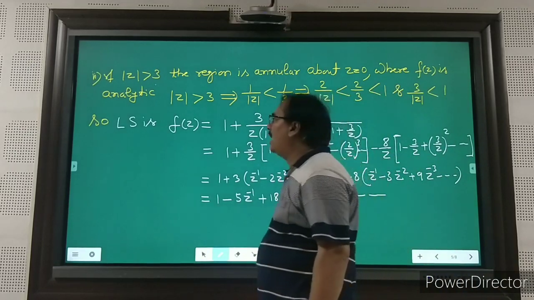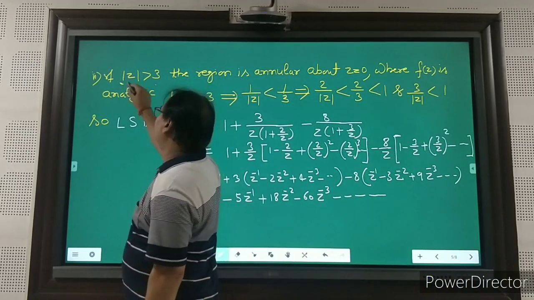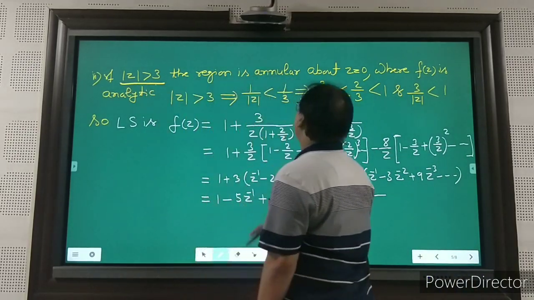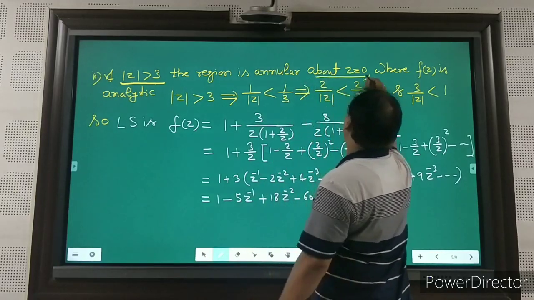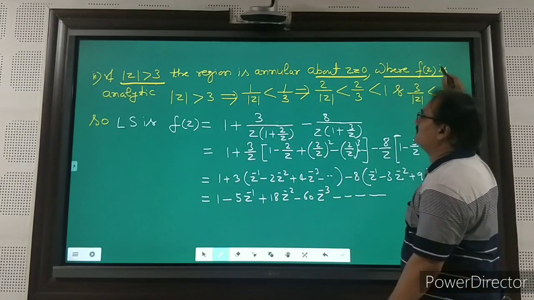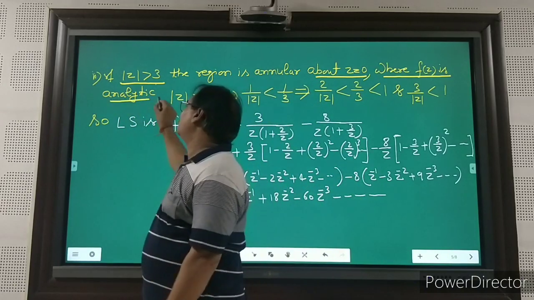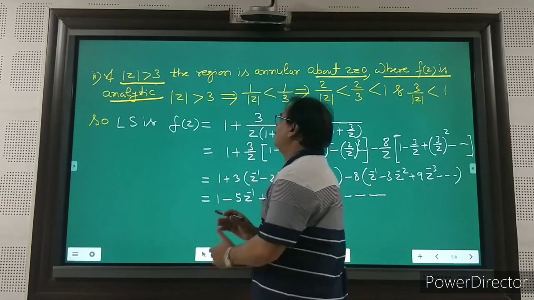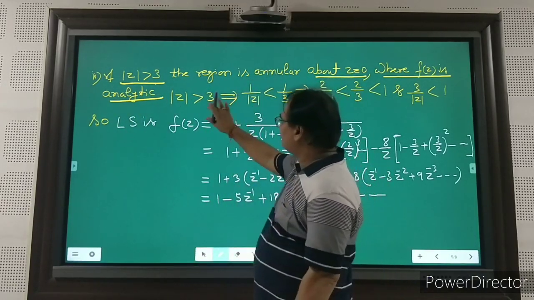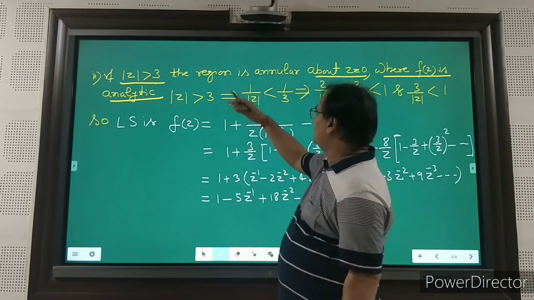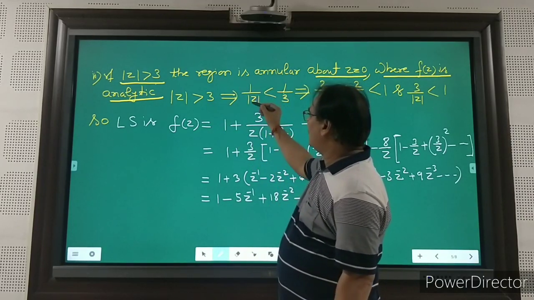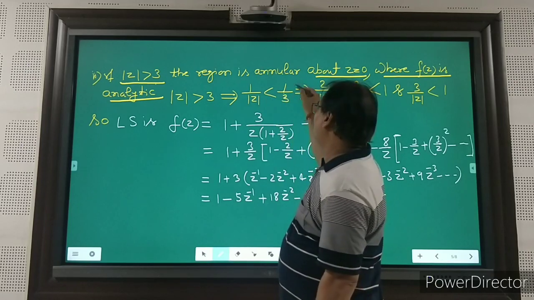Now look at the second part: if mod of z is greater than 3, then the region is annular about z equal to 0, where f(z) is analytic. And what is the mathematical meaning of mod of z greater than 3? It means we may write 1 by mod of z is less than 1 by 3.